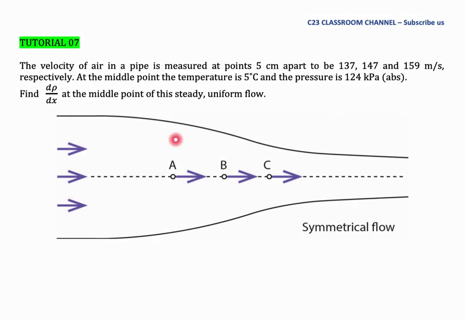So you could imagine, as in a previous question, we have a nozzle or a pipe like this, and then we have three points A, B, C, and the velocity at these points is given as 137, 147, and 159 meters per second. In this question, we use air as the fluid inside this nozzle. So we cannot say this air is incompressible. Usually, if we use air as the fluid, we must assume that it sometimes can be compressible flow.